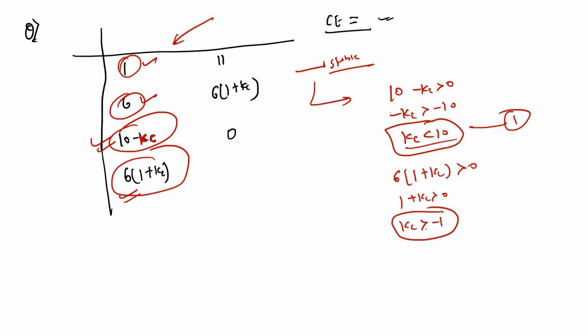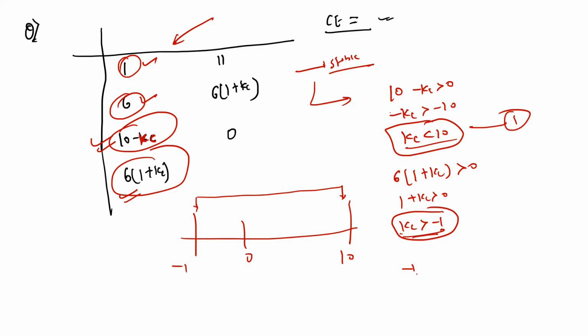So we have got Kc should be less than 10 and Kc should be greater than minus 1. So the value of Kc, here let's say 10, here 0, and here minus 1. The value of Kc should lie in between, then this particular system will be stable. So this range will give you the stability of the system. If we substitute any value of Kc between minus 1 and 10, then this system will be stable. So sometimes they will ask you to calculate the range of Kc for which the closed loop response will be stable, right? This is the way we can solve this kind of problem.